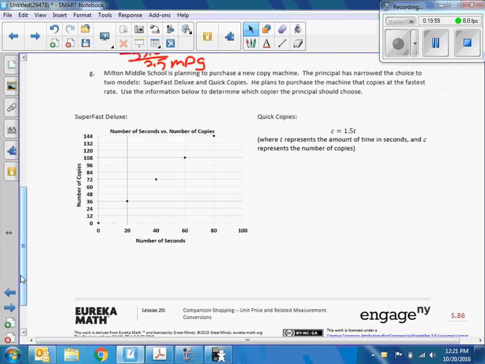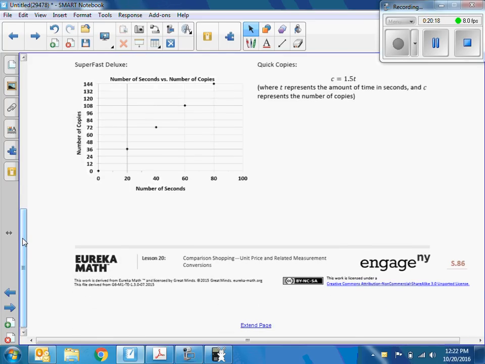Clifton Middle School is planning to purchase a new copy machine. The principal has narrowed the choice to two models, Superfast Deluxe and Quick. He plans to purchase a machine that copies at the fastest rate. Use the information below to determine which copier the principal should choose. Okay, so now we have a table. I'm sorry, not a table. We don't have a table in this one. We have a graph and the equation. So now we're comparing two different things again.